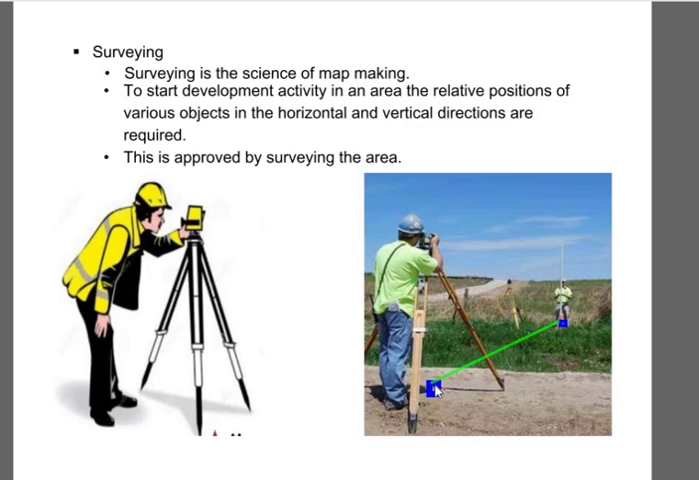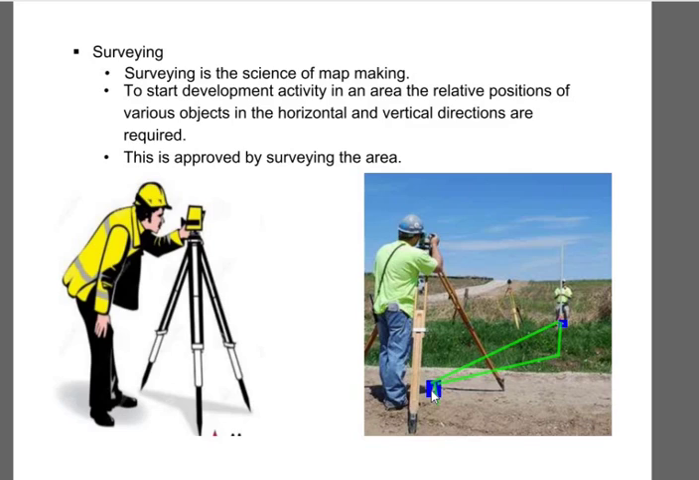Height also, the verticality between these two points. The vertical height between this and this point. For example, like this, the vertical height between this point, and also the horizontal distance. So marking these different points on the field with respect to a particular point, that is called a survey.